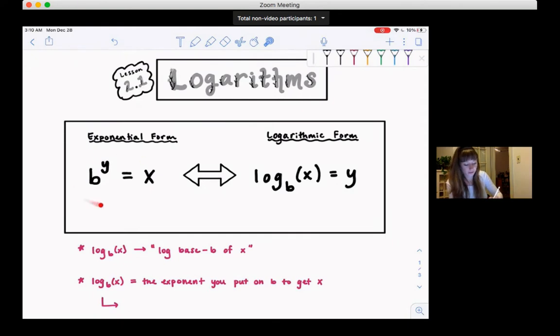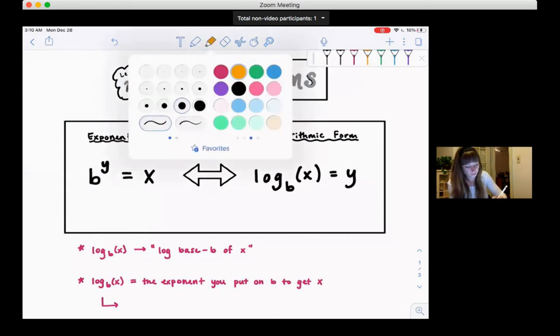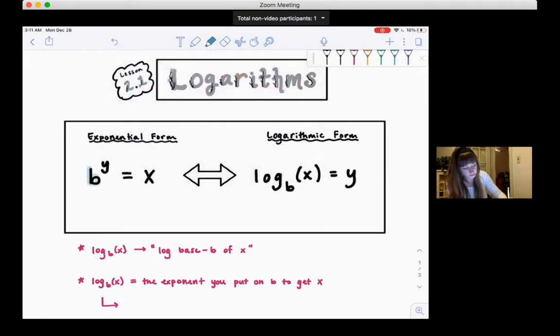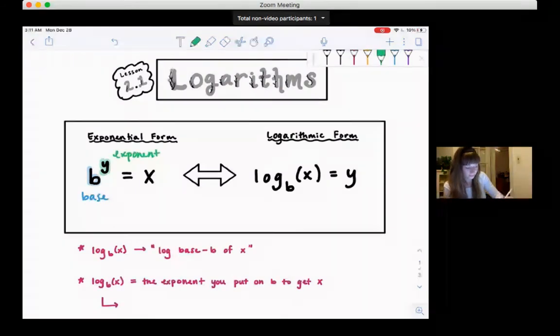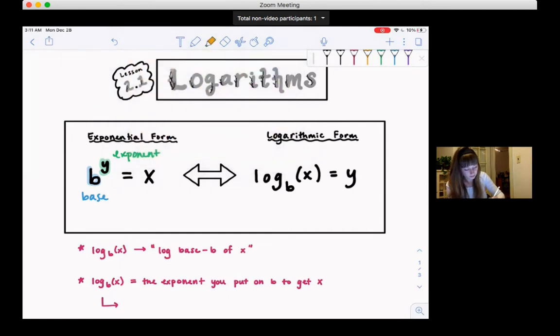So we might be familiar with this form. This is called exponential form. And in this form, we have what is called the base. So that number b, this is the base. We have an exponent. The number y is the exponent. And then this number x, I don't have a good name for this. I call it the answer number, because it's like the number you get when you do b to the y power. You actually do the exponent. Then you get an answer, and that's what x is.